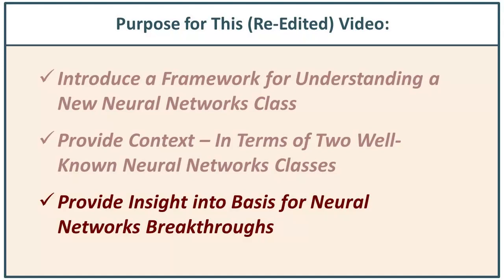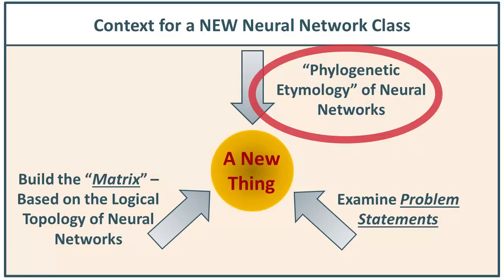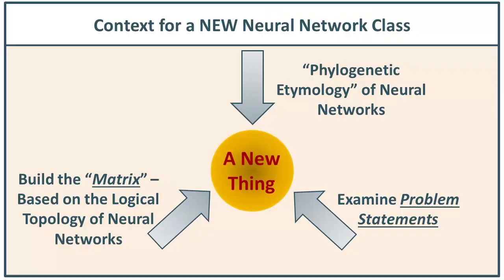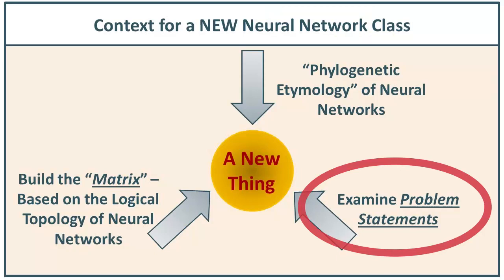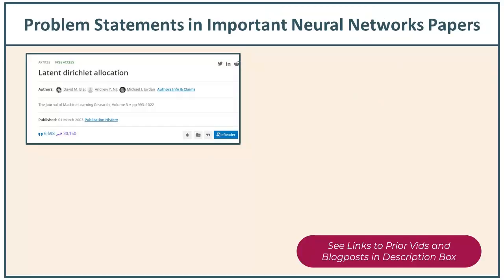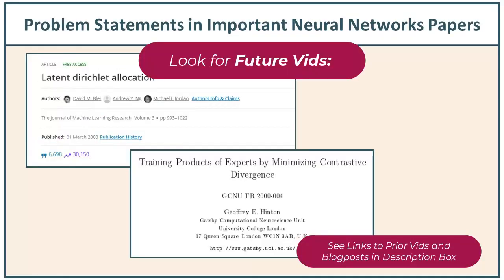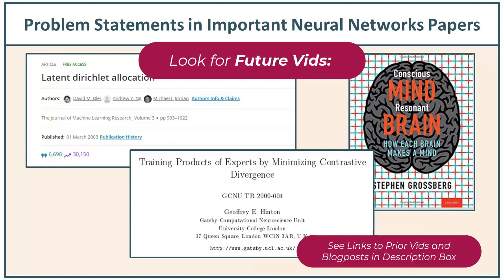So let's return to those 3 different processes by which we'll triangulate in on this new neural networks class. Phylogenetic etymology, that is, we've been looking down the family tree of neural networks as they've evolved over the past, actually 50 years. The next big step that we'll take in figuring out where we'll get the best direction in creating the next generation of neural networks is to look at the problem statements of some of the best work that's been done so far.